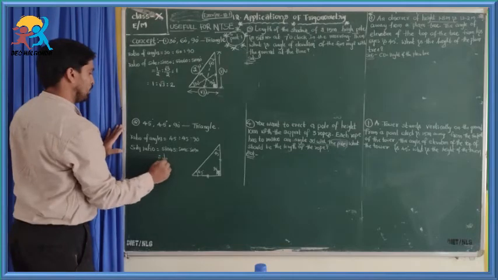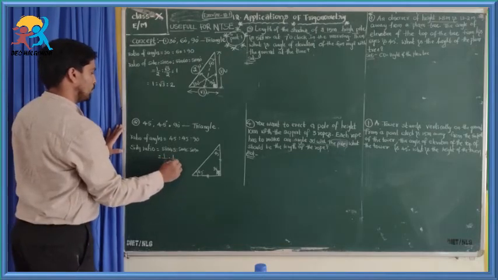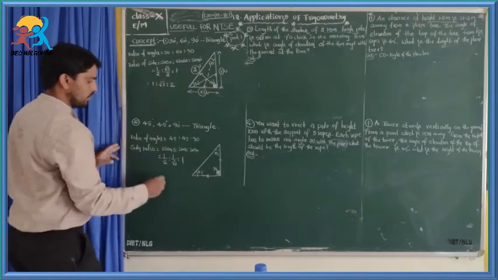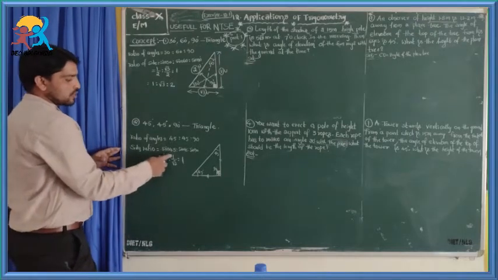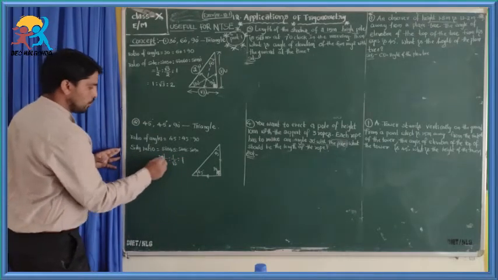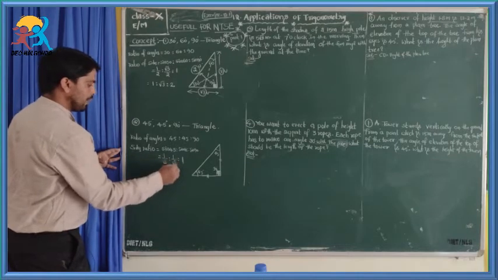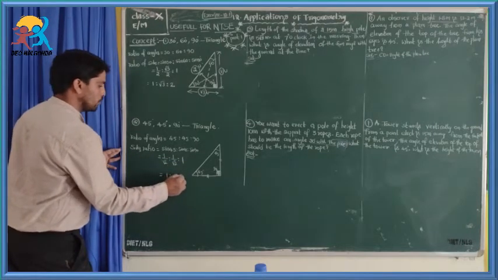What is the sin 45 value? 1 by root 2. Again 1 by root 2. And sin 90 is 1. So multiply each term of the ratio by root 2. Root 2 by root 2 is 1. Root 2 by root 2 is 1. Root 2 into 1 is root 2.